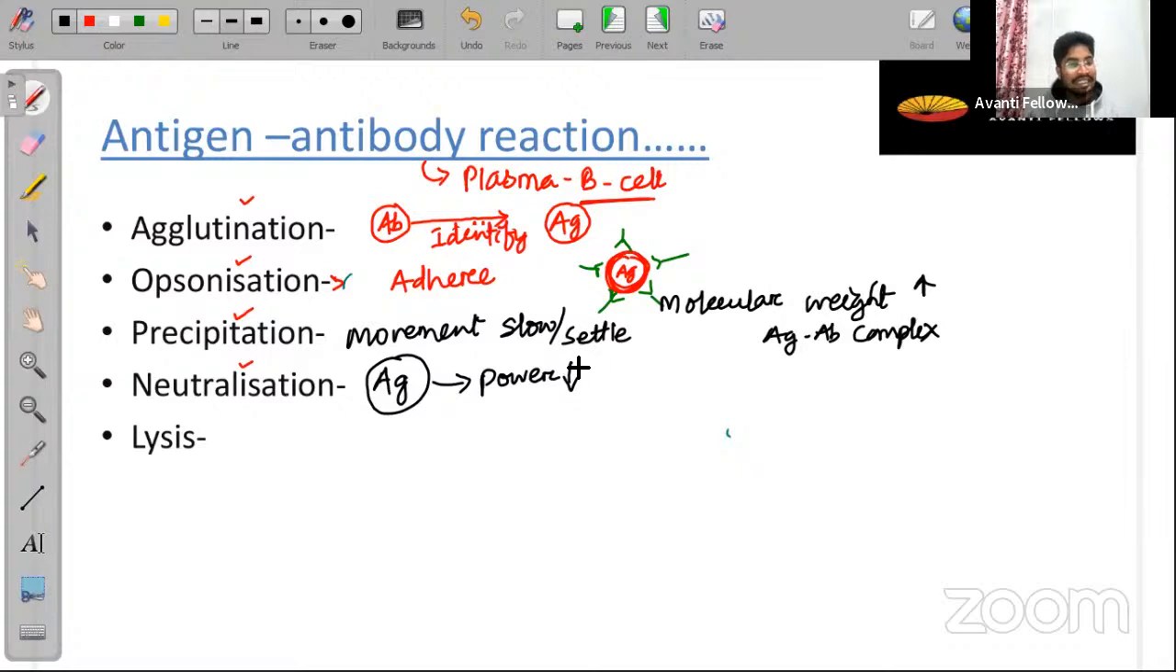And after it gets neutralized, then what will happen? The macrophages, neutrophils, and other phagocytic cells, they will come and eat this particular antigen antibody complex, and then they will break the antigen. That is your lysis. So what will happen now? This is your antigen. Okay, this is your antigen, right? Around the antigen, antibody will come and bind.